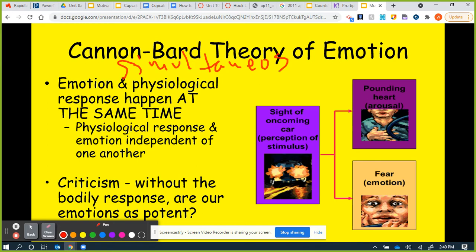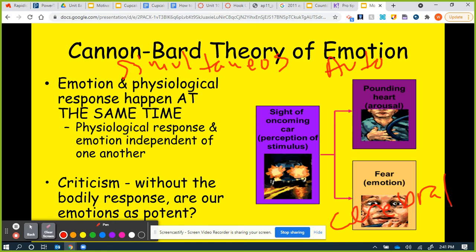So essentially what it does is it sends the physical signal down to the autonomic nervous system, and then at the same time, the thalamus routes it to the cerebral cortex as well. So we understand the emotion, and we feel the physiological change at the same time, but the two things are separate from one another.